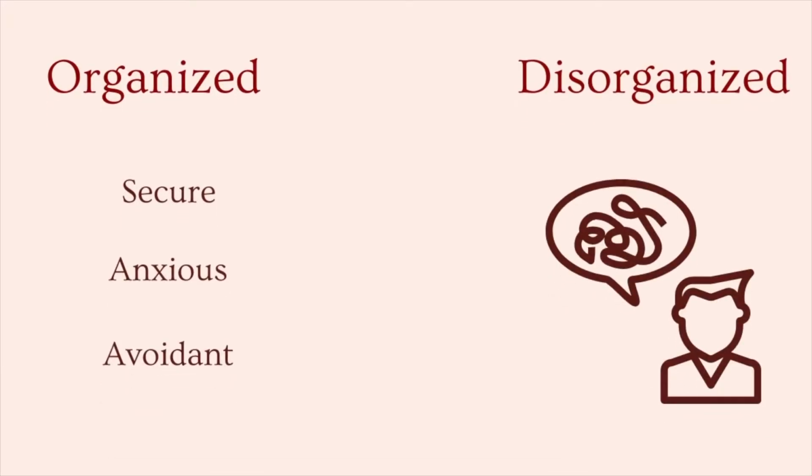The way I break these up in my mind is the first three, secure, anxious, and avoidant, those all fall into one category for me. They're organized. Disorganized falls into its own category. I will talk about why that is true for me, why I think of it that way, in just a little bit. But let's just kind of move through them.